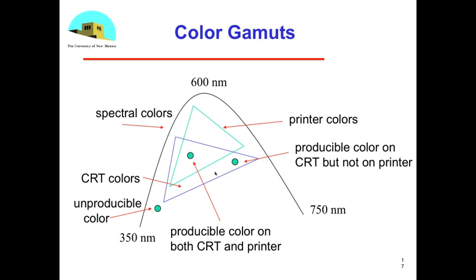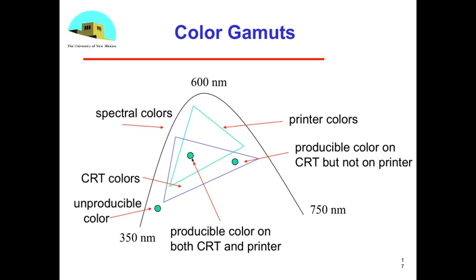Then you have the other problem of saying, well, what if I can produce a color on a CRT and I want to print it? Well, then I want to know what the printer gamut is. So here, the green triangle is sort of everything I can do with a given printer. And now I can look at a point like this one in the middle here and say, well, that point is producible on both the printer and on the CRT.